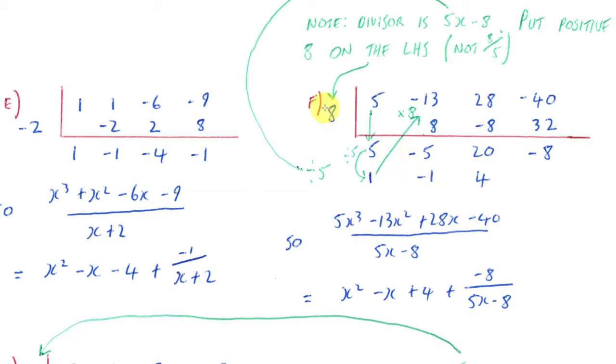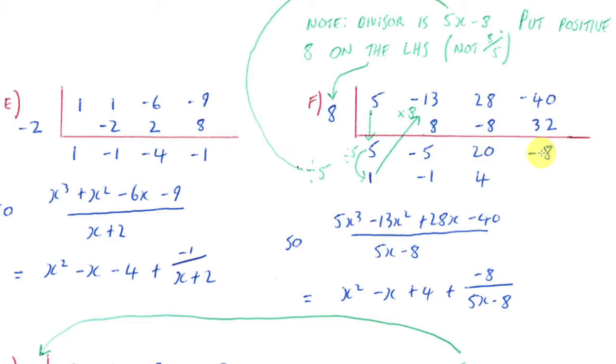And now it becomes 8 times negative 1, and the result goes in here. I add these two numbers together, 20. I divide that by 5 to get 4. And now it's 8 times 4 to get myself 32. I add those two together to get negative 8.